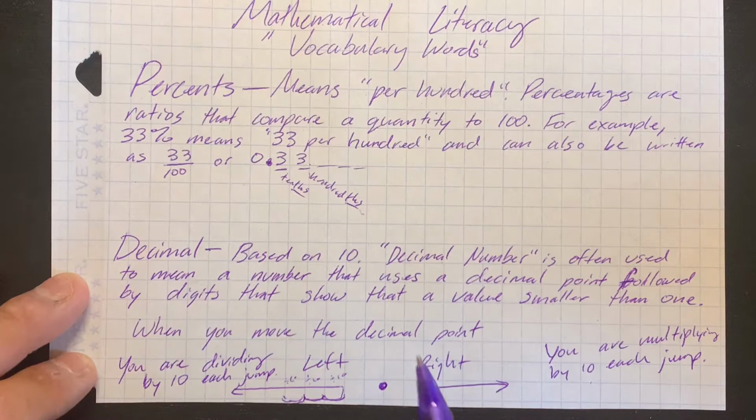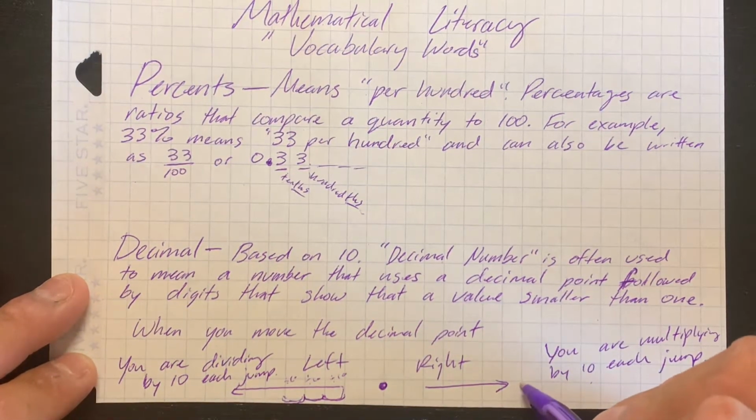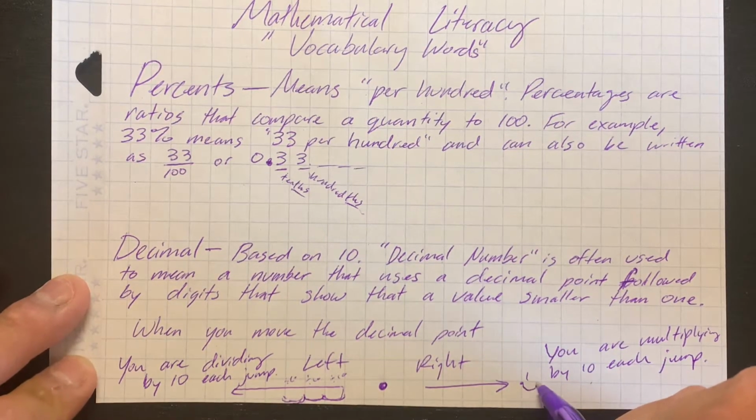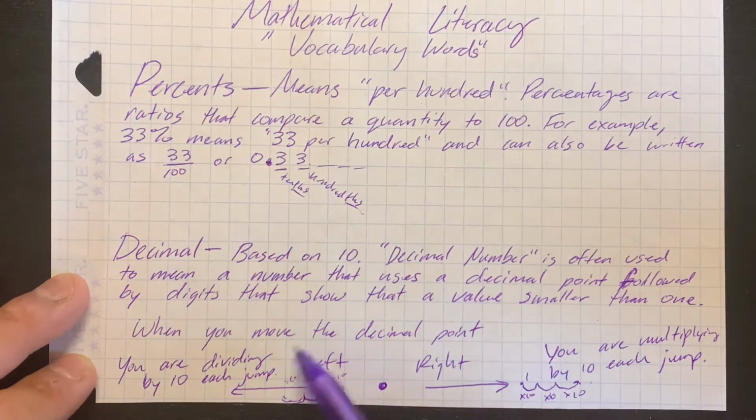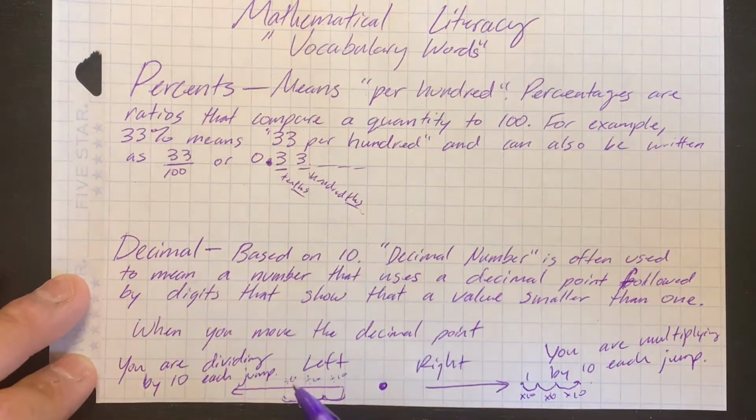Again, if you're moving the decimal point to the right, you're multiplying by 10 each jump. For an example, if we have, let's say, 1 here, and we're going to the right 3 times, 1, 2, 3, we're multiplying by 10 more, and by 10 more. So we're really just multiplying by 1,000. All right, so again, decimal points, pay attention. Each time you move to the left, you're dividing by 10. If we move the decimal point to the right, you're multiplying by 10 each jump, okay?